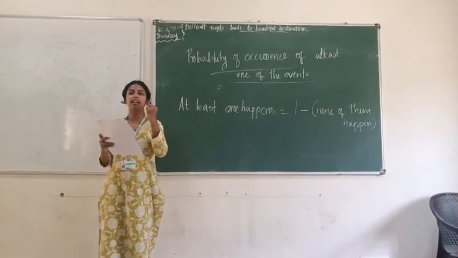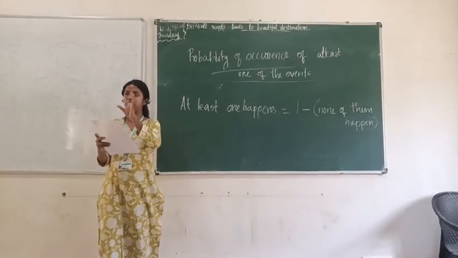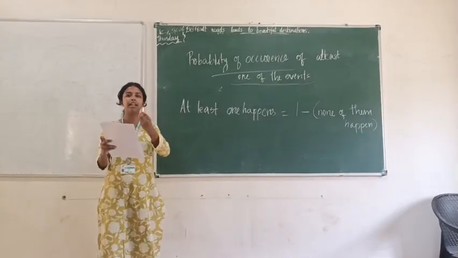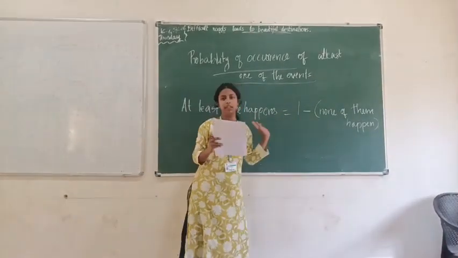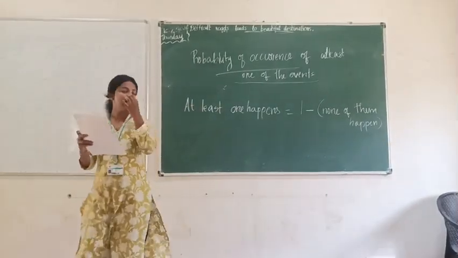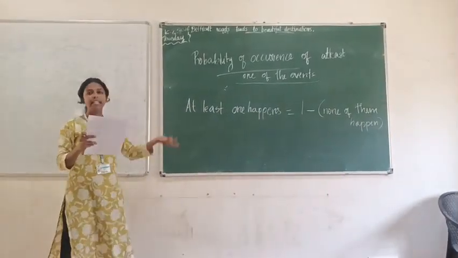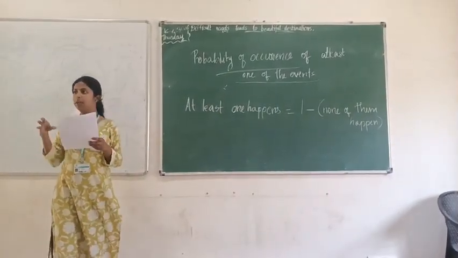If we are given a sample space, and out of that we have to find one of the specific values, then we will use 1 minus none of them. Okay, none of them happens. So we can get into detail through different problems.